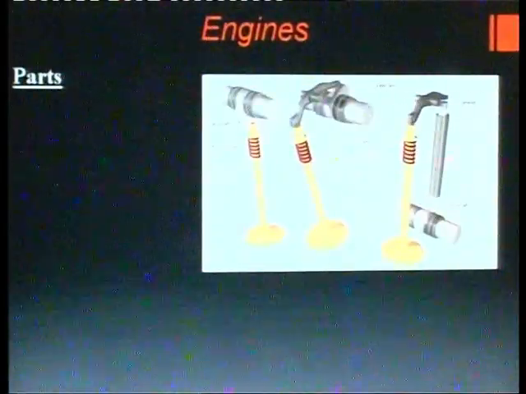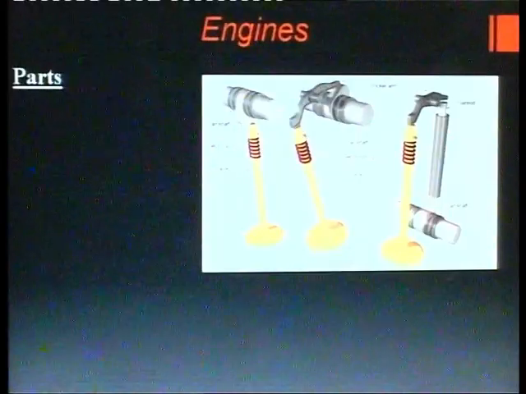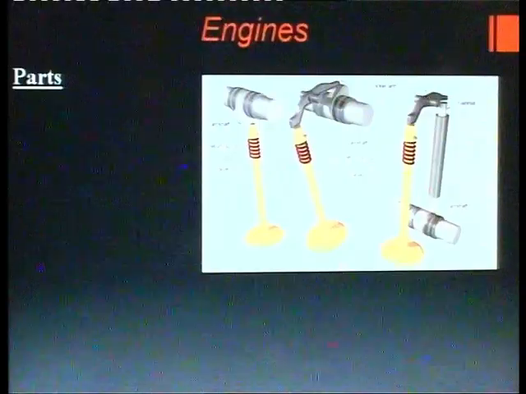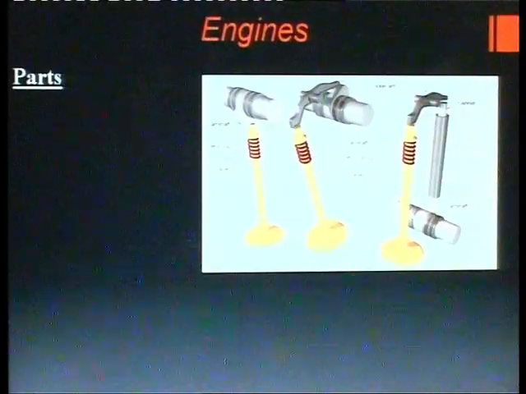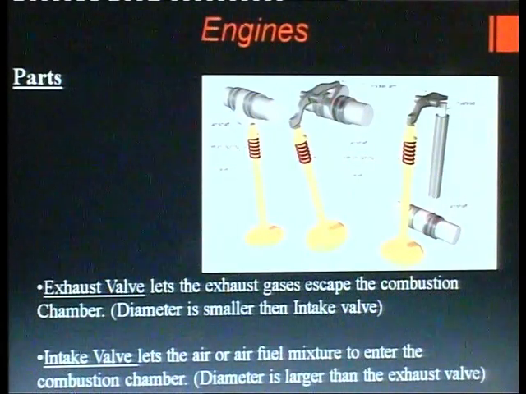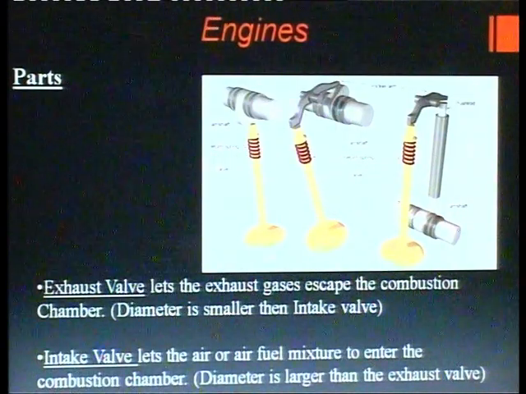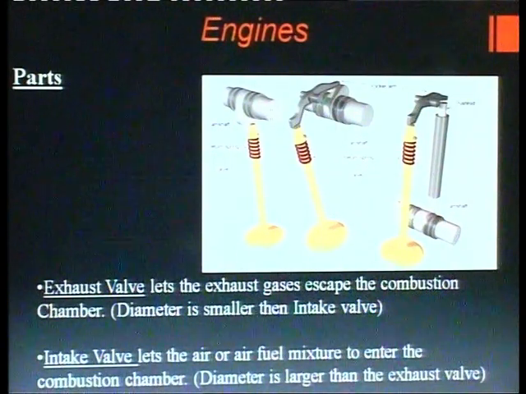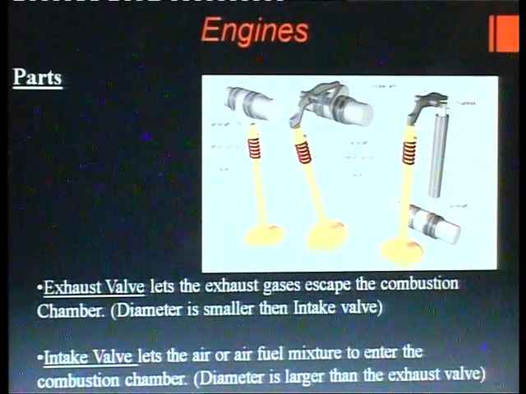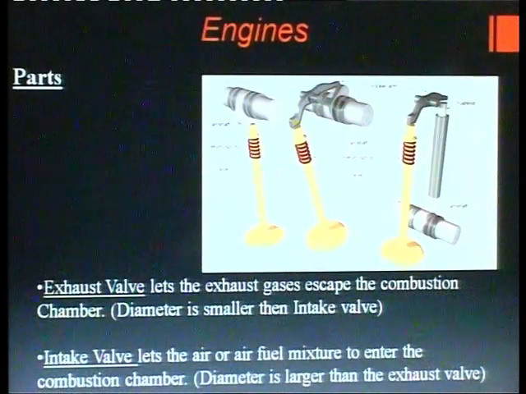Various parts of engines. Various parts are the valve rods, return springs, and the camshafts. The exhaust valve lets the exhaust escape from the combustion chamber. Generally, its diameter is smaller than the intake valve. The intake valve lets the air or air-fuel mixture enter the combustion chamber. Its diameter is larger than the exhaust valve. These are the indication markers.